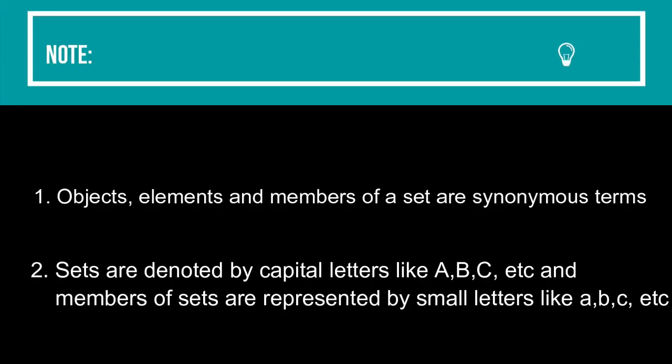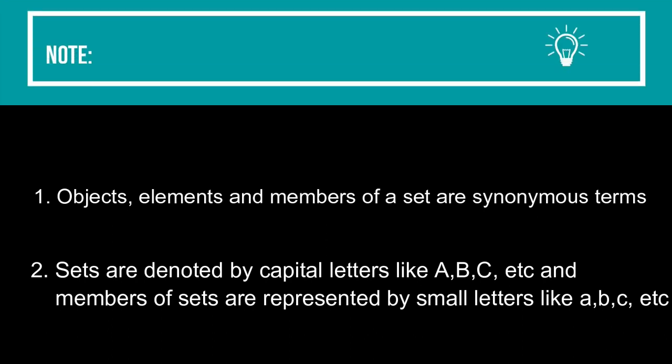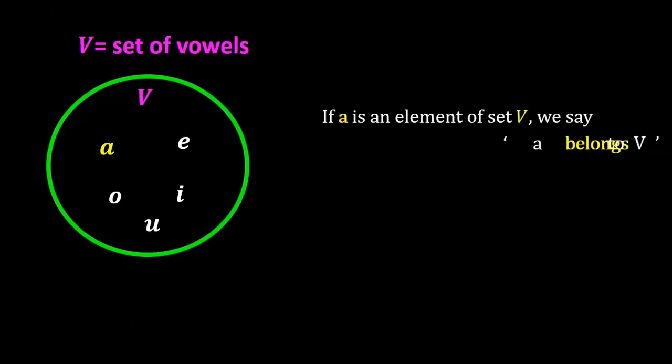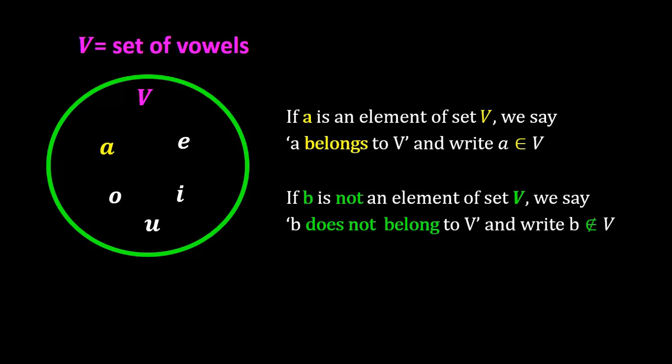Please note that objects, elements and members of a set are synonymous terms, and we denote sets by capital letters and members of the sets are represented by small letters. Now let us see the notation. If a member A belongs to the set V, we say A belongs to V and we write this as A, this symbol, V. And if B is not an element of this set V, we say that B does not belong to V and we write B, does not belong to, V.